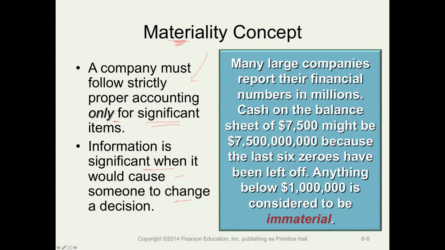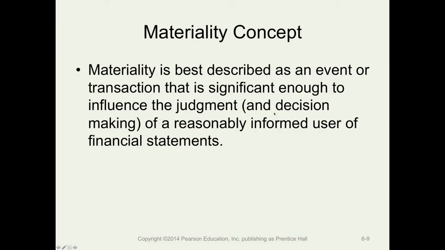Anything below $1 million is considered to be immaterial. So there's $7,500,000,000 of cash, and anything below that amount is considered immaterial. Now that's for a large company. Materiality is a relative concept. Of course, a smaller company would find 7,500 to be material.